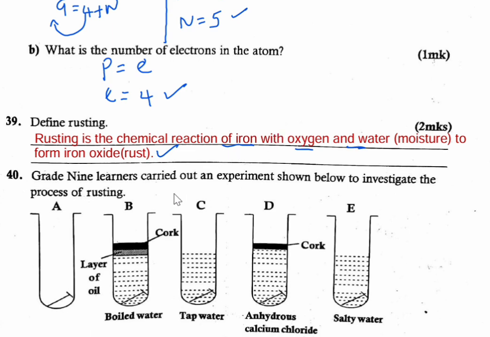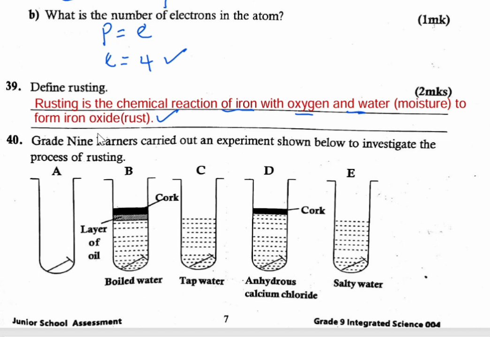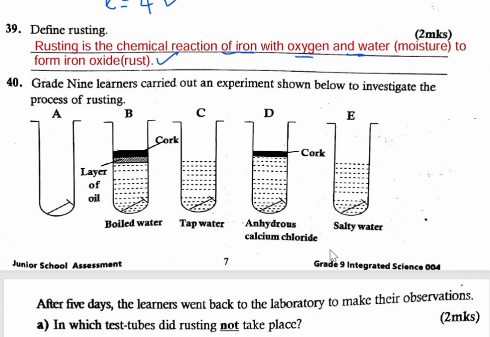So we continue to question number 40. Grade 9 learners carried out an experiment shown below to investigate the process of rusting. So we have test tubes with a pin, and then we have A, B, C, D, E, 5 test tubes. So here we have boiled water, layer of oil, and then a cork. Here we have tap water. In D, we have cork, and we have anhydrous calcium chloride. Then in E, we have salty water and that pin or a nail.